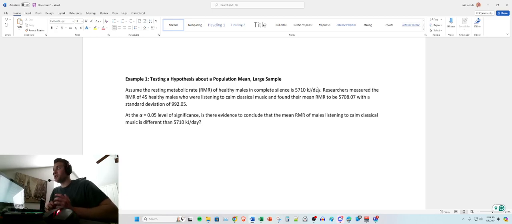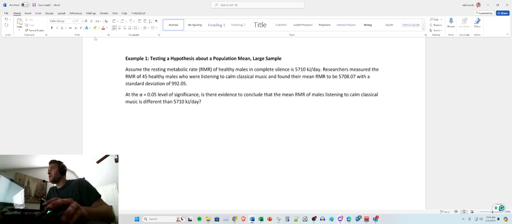Researchers measured the RMR of 45 healthy males who were listening to calm classical music and found their mean RMR to be 5708.07 with a standard deviation of 992.05. At the alpha 0.05 significance level, is there evidence to conclude that the RMR of males listening to calm classical music is different from the 5710?